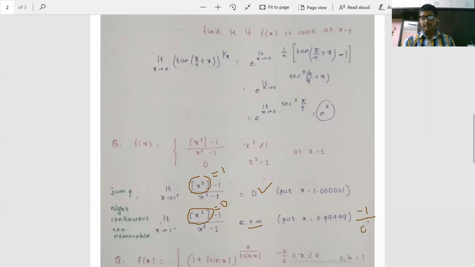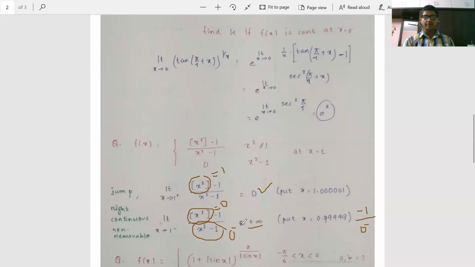Let's say like 0 minus. Clear? Because 0.99 whole square is going to be something slightly less than 1, but the denominator then tends to nearly 0 minus. So it is minus 1 by 0 minus. So negative number by negative number, but the whole is tending to positive infinity. Clear?